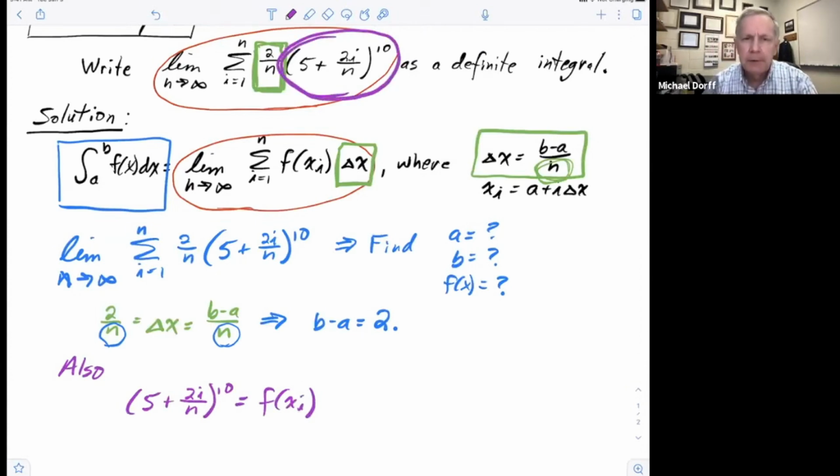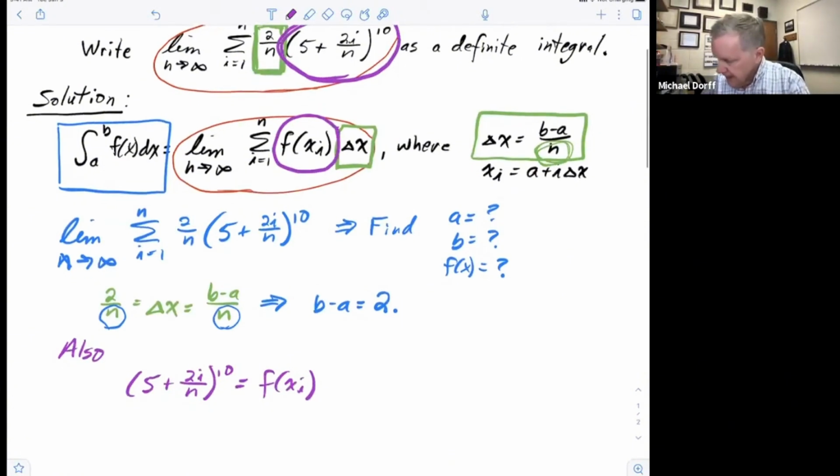I have (5 plus 2i over n) to the 10th. And that's going to have to equal f of x, because that's the only thing that's left after the summation sign. So those have to equal each other. And then I'm going to use the fact that x sub i is a plus i times delta x. So I'm going to put that in here.